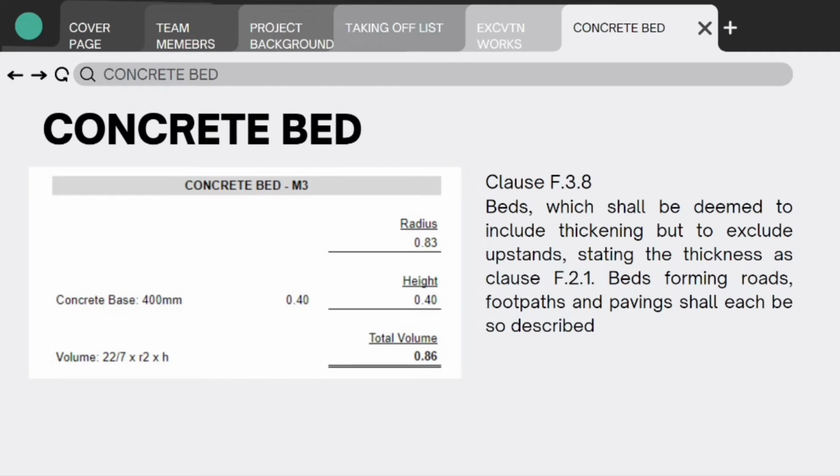Concrete bed shall be given in accordance with clause F.3.8. Beds shall be deemed to include thickening but to exclude upstand, stating the thickness as clause F.2.1. Bed for forming road, footpath and paving shall each be so described. F.2.1 is the classification of size, where the thickness is required to be stated in accordance with this clause. The classification shall be in one of the following categories: not exceeding 100 mm, exceeding 100 mm but not exceeding 150 mm, exceeding 150 mm but not exceeding 300 mm, and exceeding 300 mm.